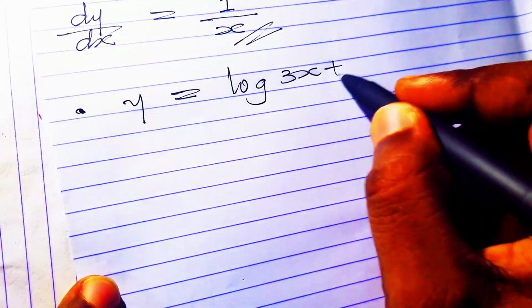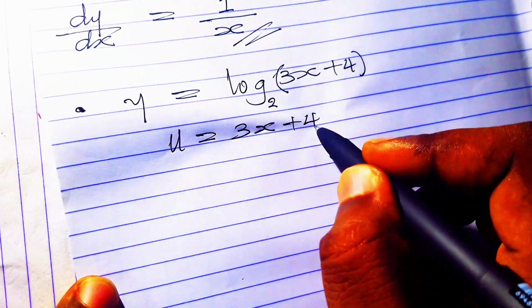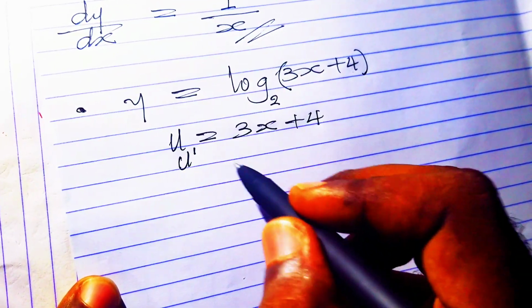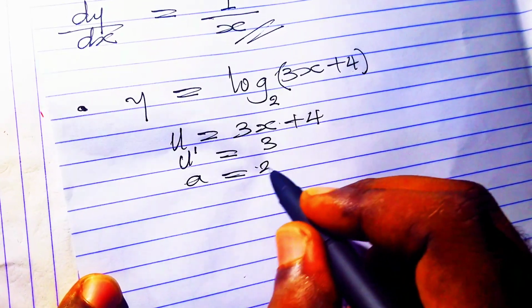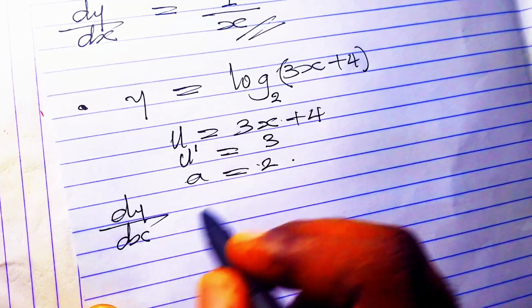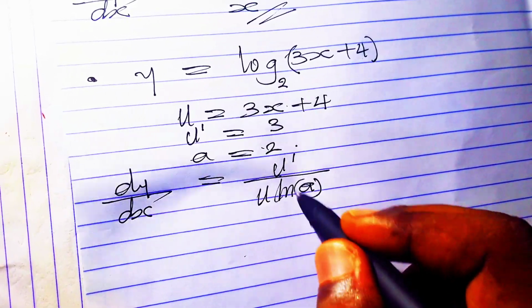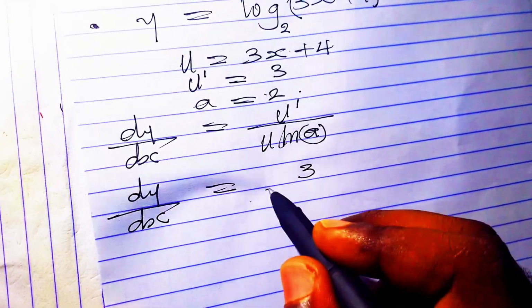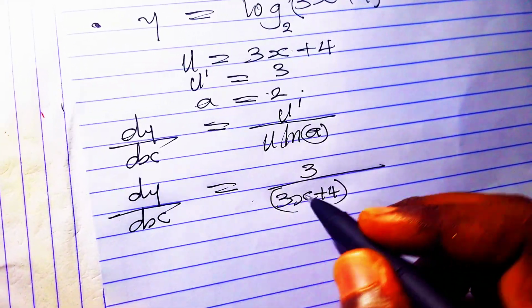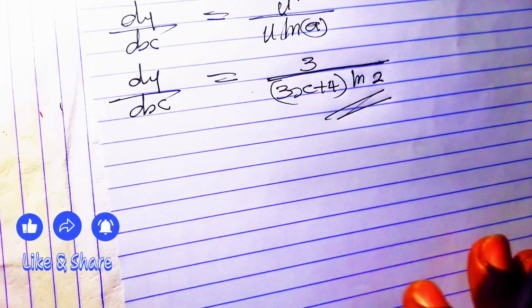Here we have y equal to log 3x plus 4 in a bracket base 2. So in this case, we have our u to be 3x plus 4, and then differentiating u, that's going to be 3. And then don't forget the base number is 2, and therefore let's write it as a equal to 2. And therefore the concept says differentiating y with respect to x is going to be u prime over u multiplied by natural logarithm of the base number. Therefore, our final answer to this question is going to be 3 over u, which is 3x plus 4 in the bracket, natural logarithm of 2. So that is the answer to such a question. Let's take a look at another example.